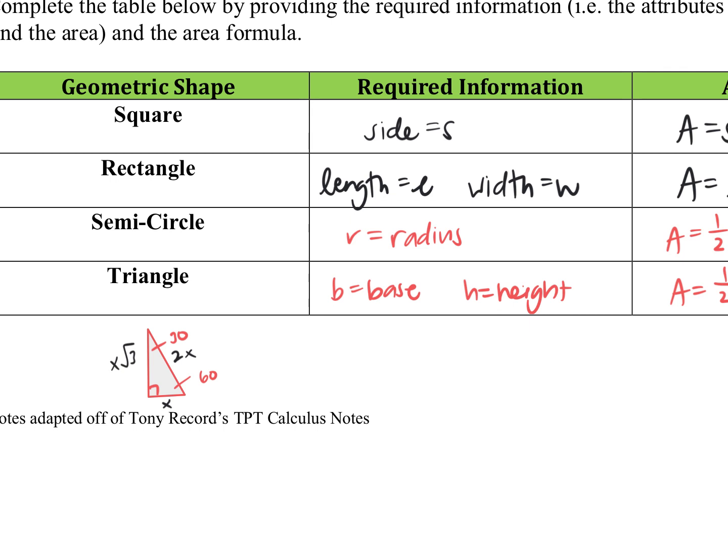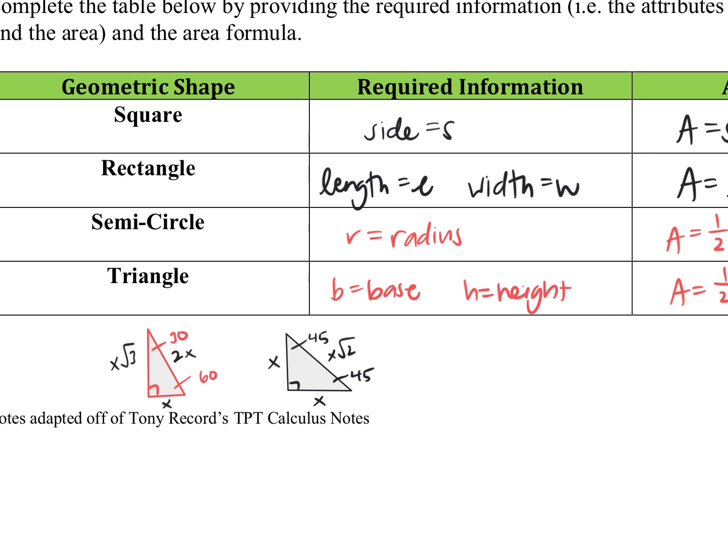And then if I had a 45, 45, 90 triangle, who remembers our special right triangle rules for 45, 45, 90? What would our legs both be? x, right? And then my hypotenuse would be x times what? Square root of 2.